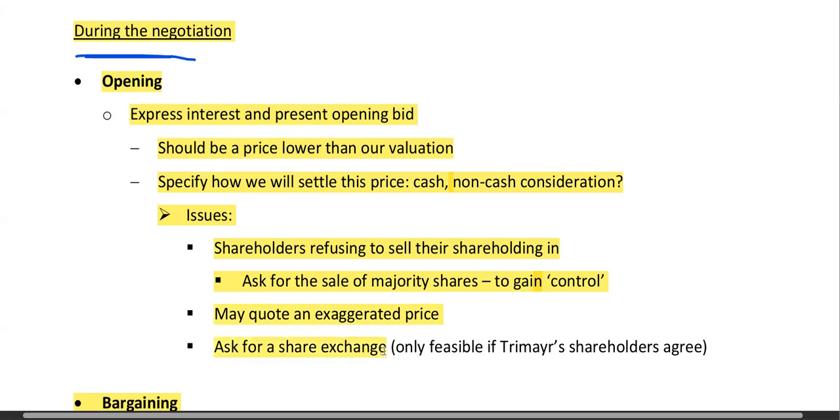So they may be willing to sell their shares, but they could insist on ownership within Trimayr. So in that case, what happens is they will transfer the ownership of their company to Trimayr, but they will own a share of Trimayr. So it's not that they have completely let go of their business.